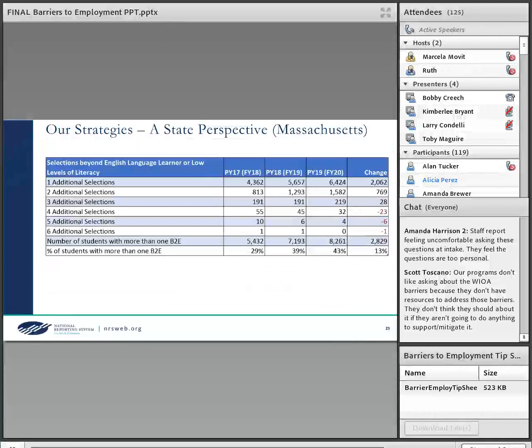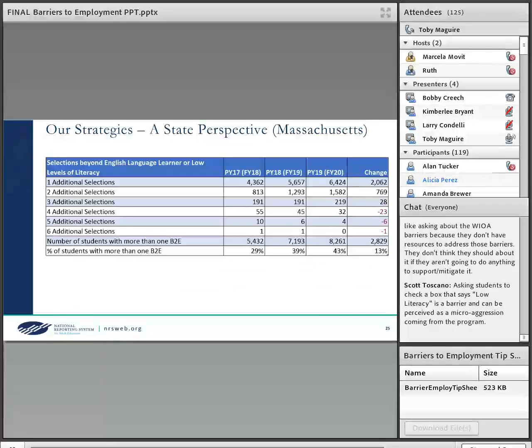And in this slide, this is where we're starting our deeper dive and where we're going to try to address things next year. We have a breakout of the number of students who report more than one basic barrier. You can see that in our first year, where we didn't have any of these conditions in place, 29% of our students reported more than one barrier. Last year, 39%. And this year, based on intake, so this year's not done yet, but I think this data is probably complete, 43% of our students reported more than one barrier. So I think that's the right trend.